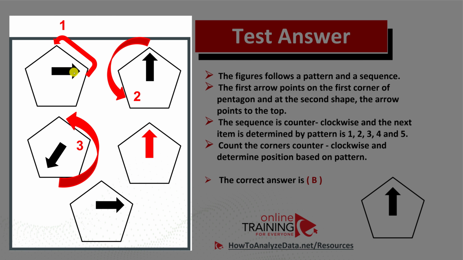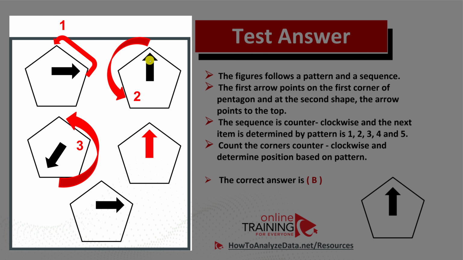As you can see, the position of the arrow in the next figure is determined by the sequence number. For example, in item 1, the arrow points to 1 o'clock, to the first angle of the pentagon. For the second position, you need to move counterclockwise into the next corner.